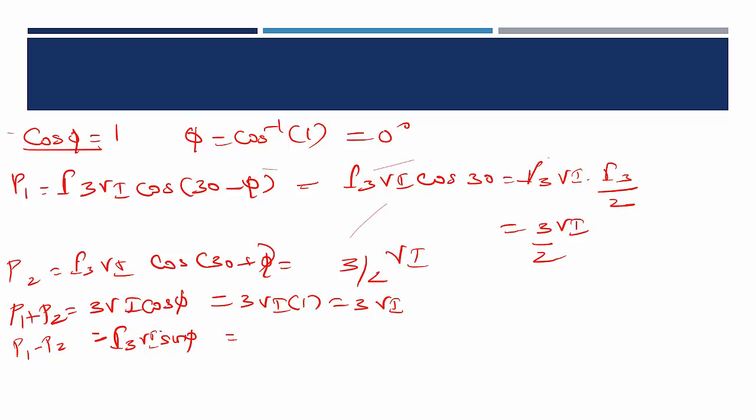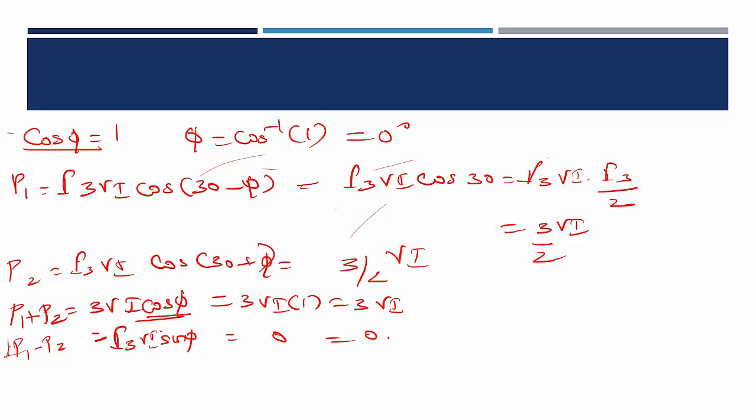So sin phi is 0. When we put sin phi equal to 0, it is 0. So at unity power factor, we are now worried about this cos phi only. When cos phi is equal to 1, we neglect this P1 minus P2. So at unity power factor, the readings of wattmeters are equal and half of total power.